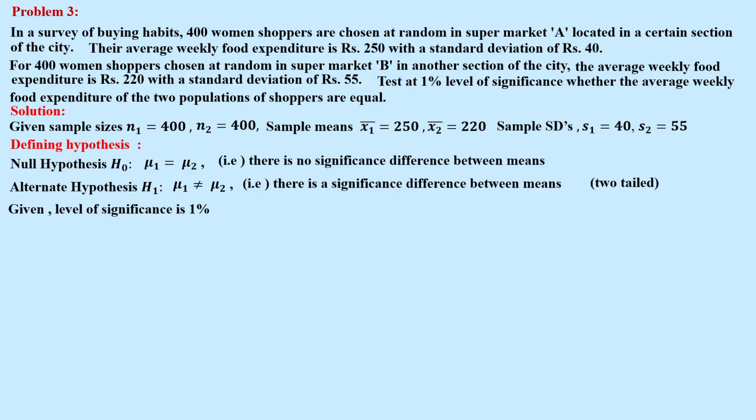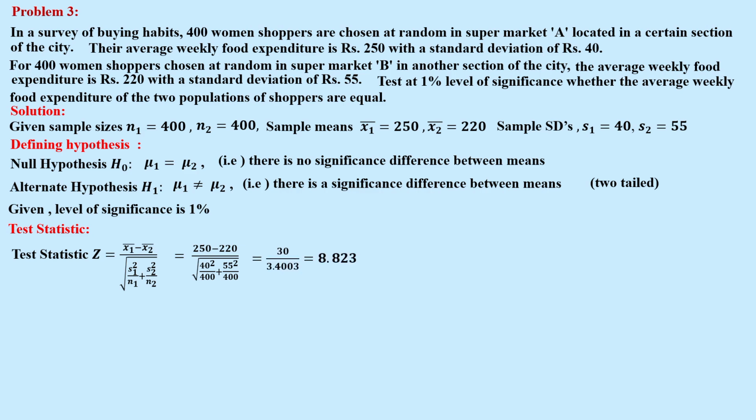So given level of significance 1%, the test statistic z is equal to x1 bar minus x2 bar by root of s1 square by n1 plus s2 square by n2, since small s1 and s2 have been given. Substituting the values, 250 minus 220 by root of 40 square by 400 plus 55 square by 400. After simplification you will get 8.823. Therefore the calculated value of z is equal to 8.823.